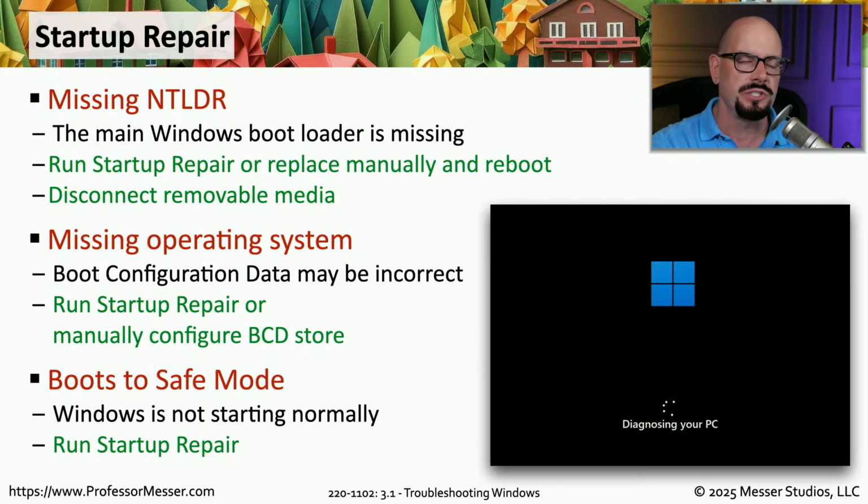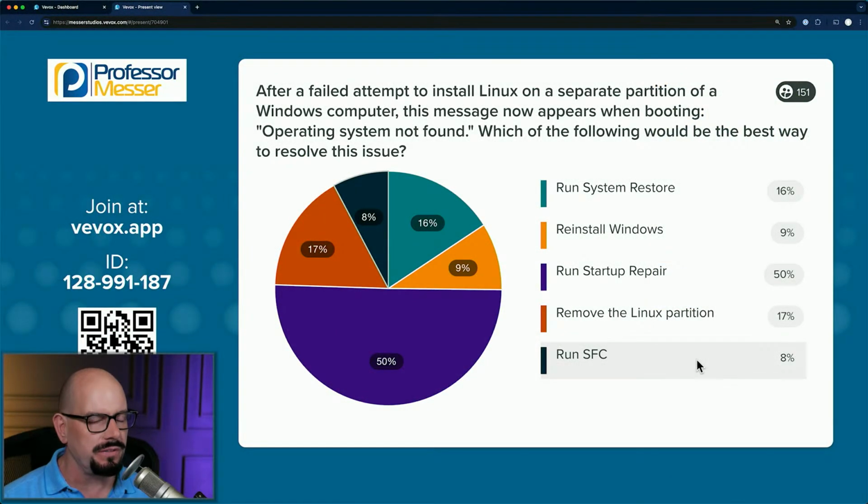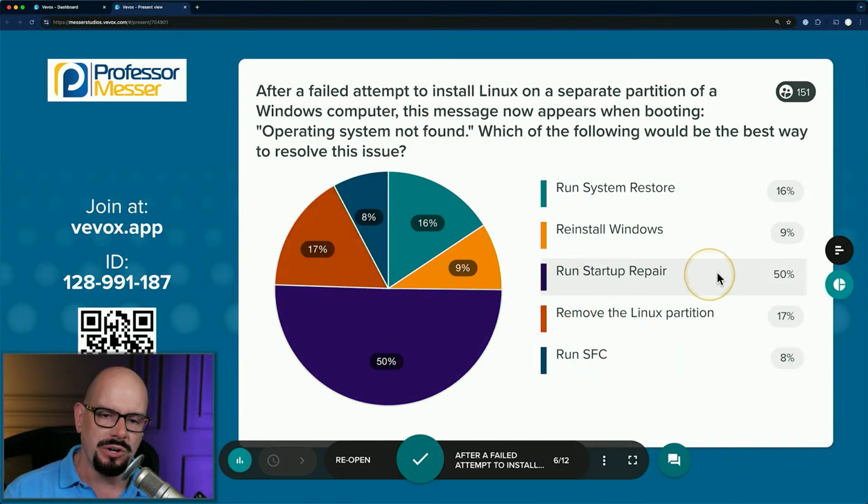Also, if your system boots to safe mode, if you ever turn on your computer and suddenly it's in safe mode, it's not supposed to do that. There may be a problem with the boot process, and occasionally startup repair can resolve that as well. So that is for the 50% of you that said run startup repair. That would have fixed it. That would have been it.